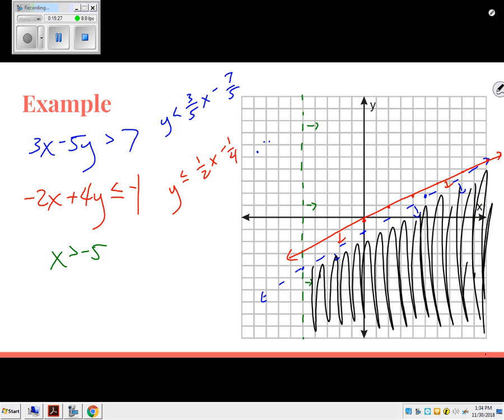Okay. Just below the bottom one, because I don't want to go above the blue line because it doesn't satisfy staying below the blue line. Okay.